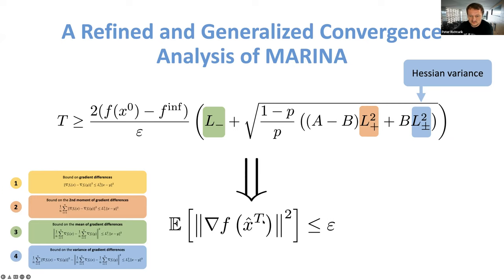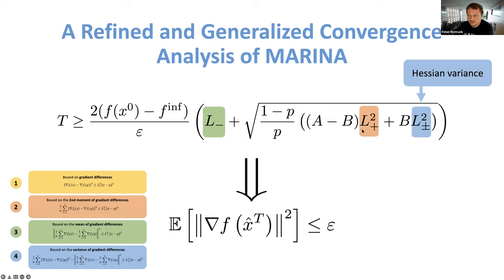And how many iterations do we need to achieve this? A constant divided by epsilon. And the constant is the product of two constants: twice the functional suboptimality, times this big thing in these parentheses. So let's just focus on this big thing in these parentheses because this is all standard. You can see the probability P with which we compute the full gradient appears there. Let's not focus on it for the moment. Let's just focus on this part.